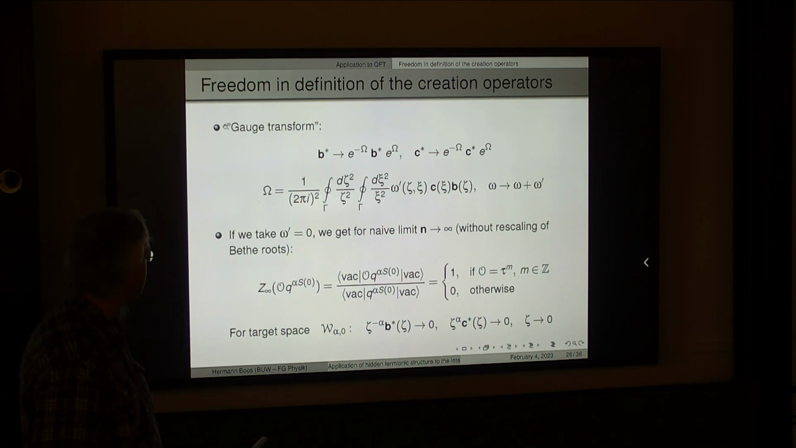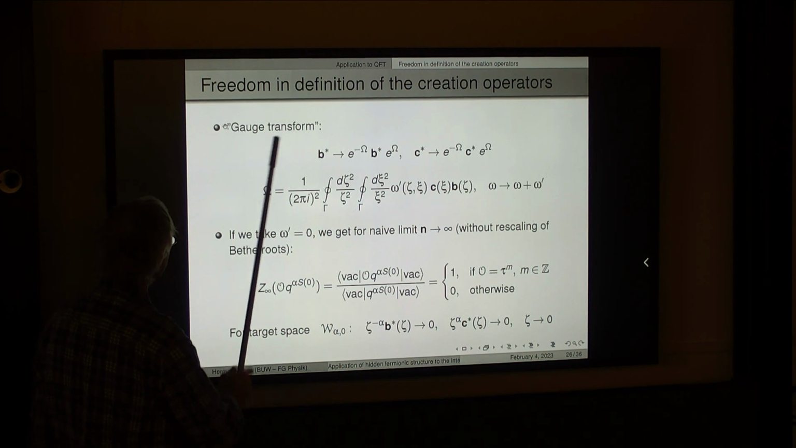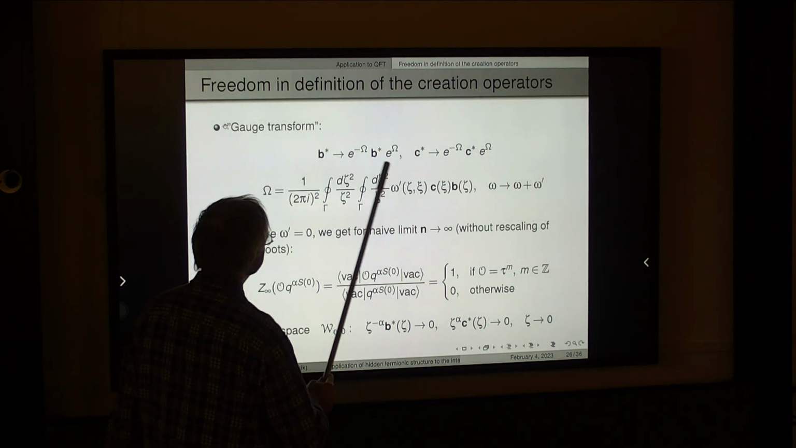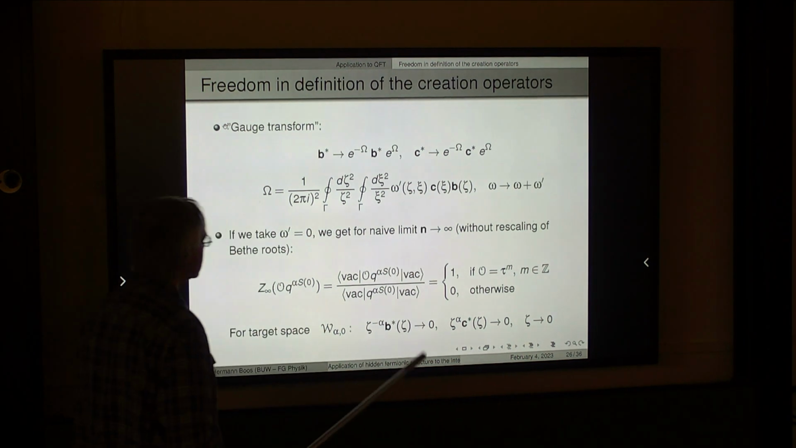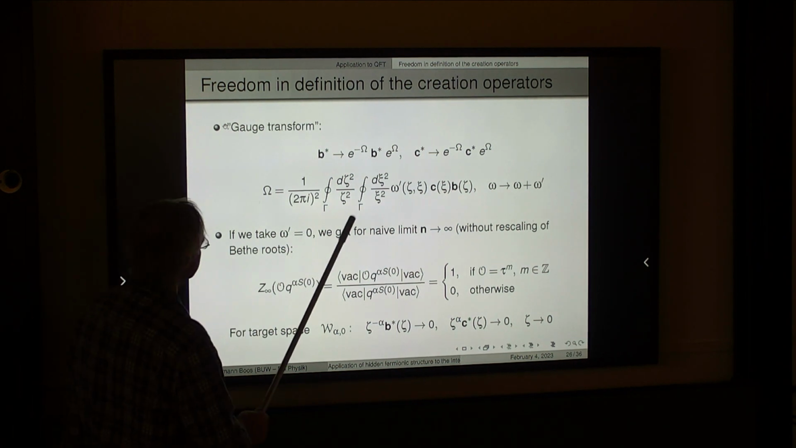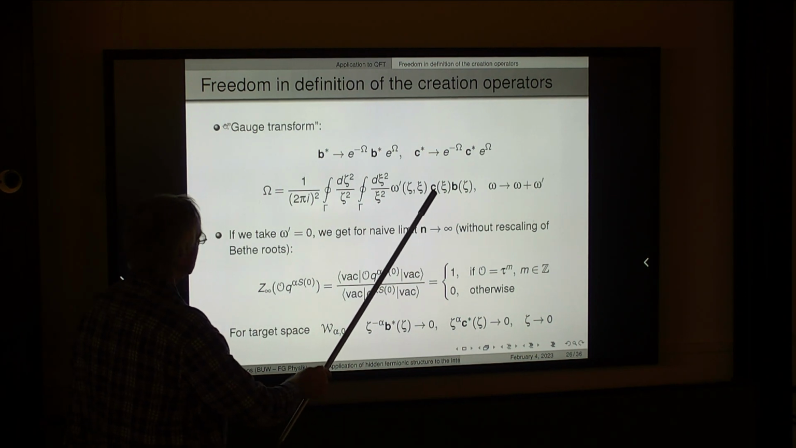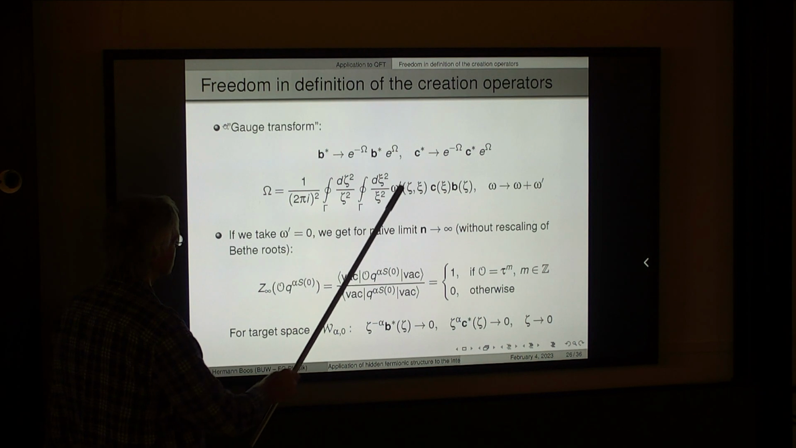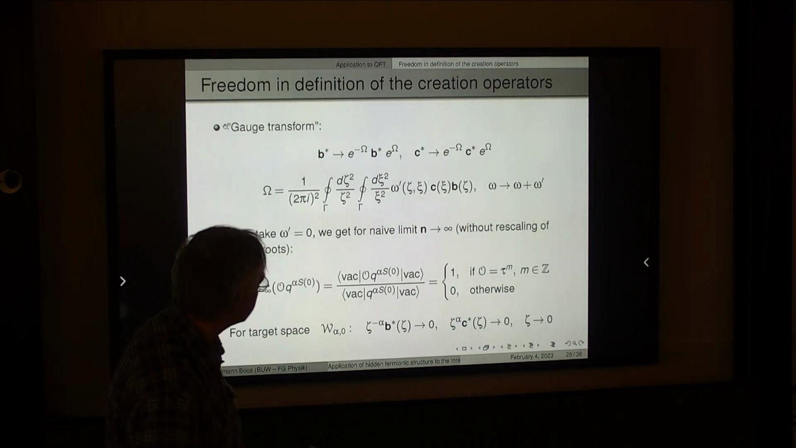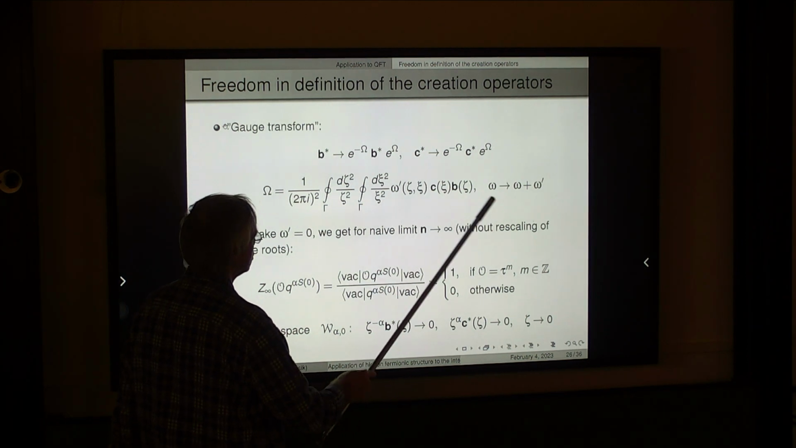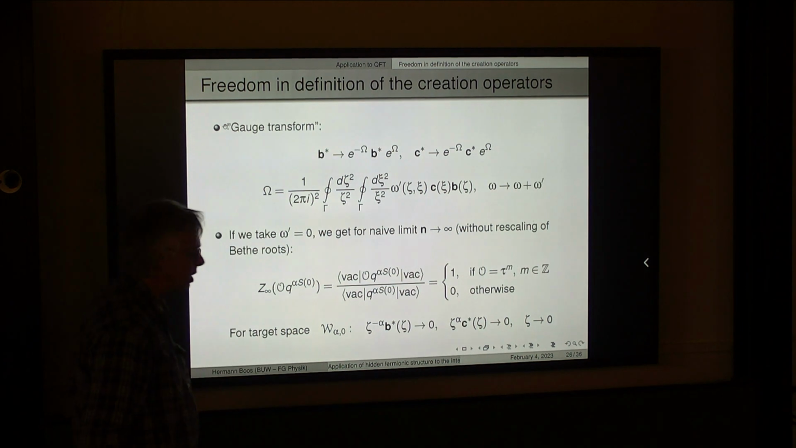So actually, the creation operators are not defined uniquely. So there is freedom in the definition of these B star and C star, what we call a gauge transform. It looks like some similarity transform of B star and C star with some operator omega in the exponential. And it's given by a double integral with respect to C of the product of C and B with some function omega prime. This omega prime can in principle be an arbitrary function. And what happens if you do this, your original function omega will be shifted by omega prime.